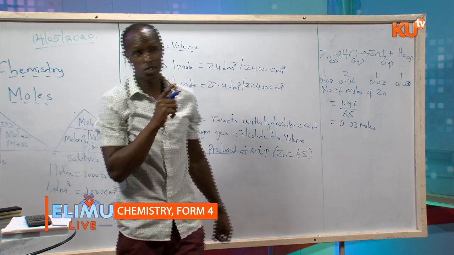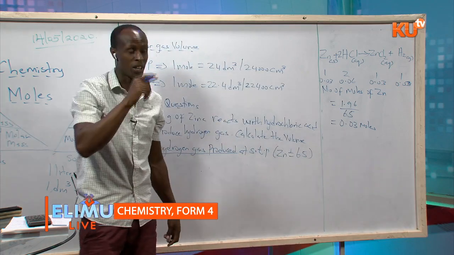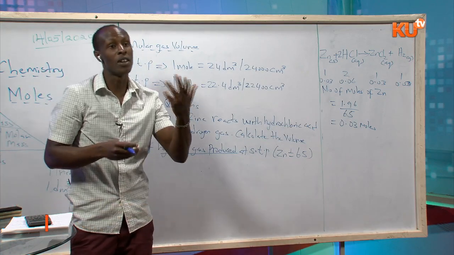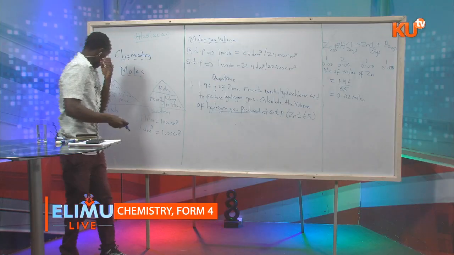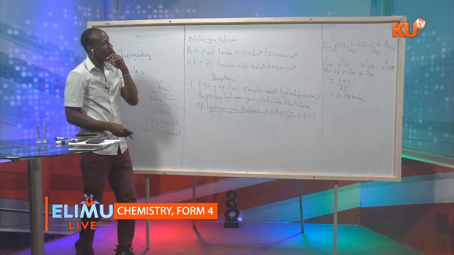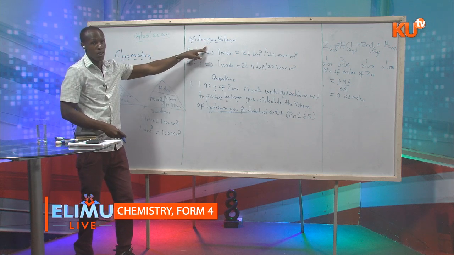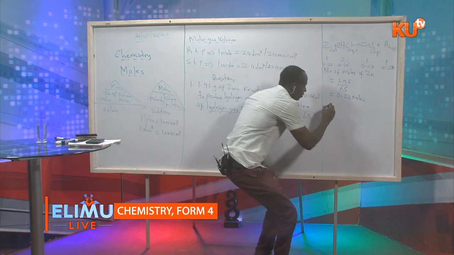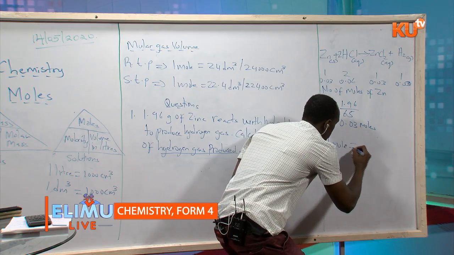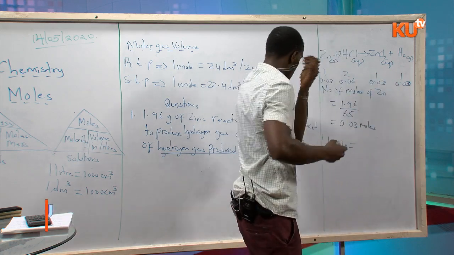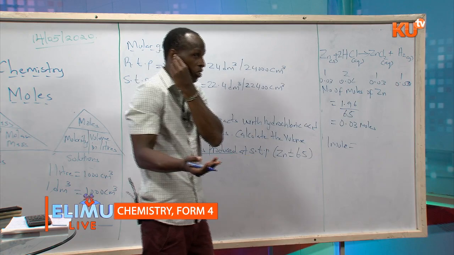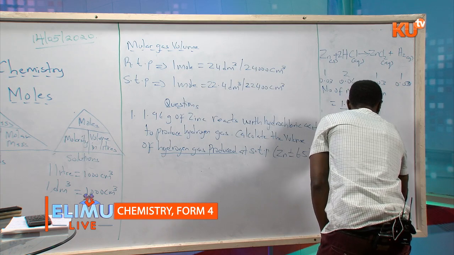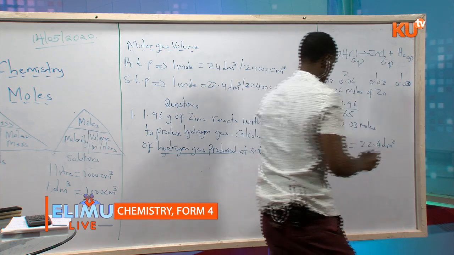You don't want the number of moles of hydrogen gas, you want the volume of hydrogen gas. As I indicated earlier, sometimes you'll be forced to use 2 formulas, or even all 3 formulas. The major formulas are these 3. Since you're interested in the volume of hydrogen gas, come back to molar gas volume, at STP. At STP, 1 mole has a volume, and you can use both units. If they have not indicated the unit, centimeter cubed or decimeter cubed, I prefer decimeter cubed. So 1 mole equals 22.4 decimeter cubed.